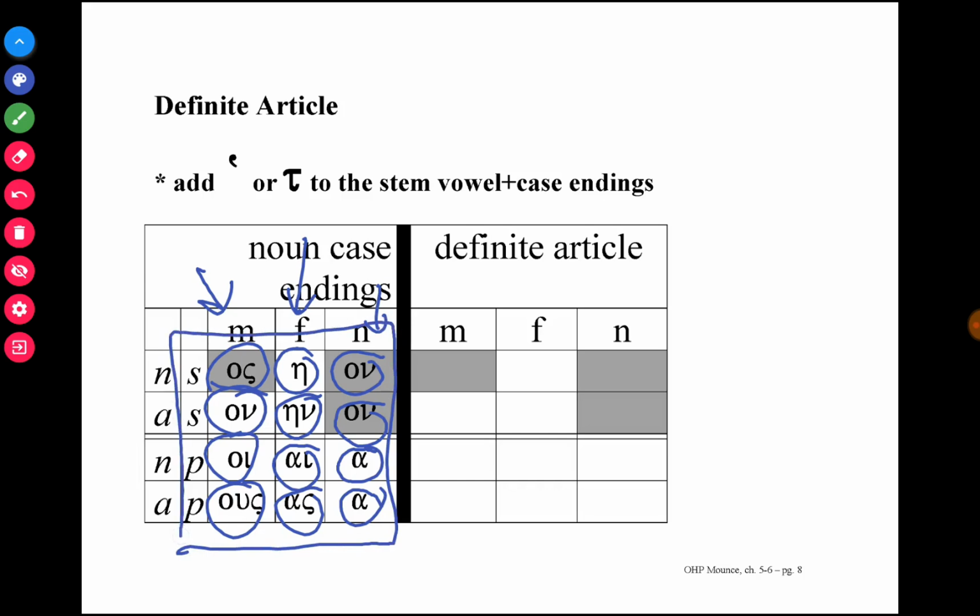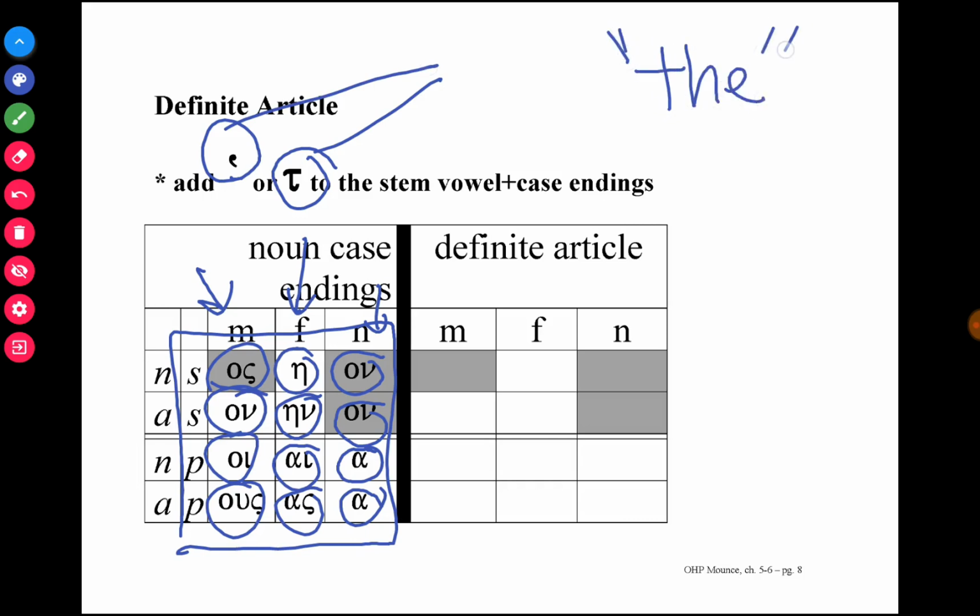Now, the way you form the definite article is you take the exact same case endings. You take these case endings and you either add a rough breathing mark to it or a tau, and that's the definite article. And the definite article, by the way, we oftentimes translate as the. So if I don't want to say a book or a word, I want to say the word or the book, I would want to put a Greek definite article in front of it in order to have the word the as part of what I write. And so how do I say the? Well, in English, we just use the for anything. It's just one word regardless of how the word is used in the sentence.